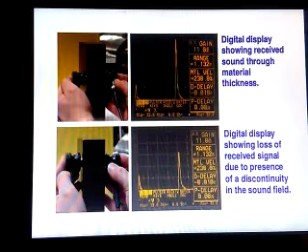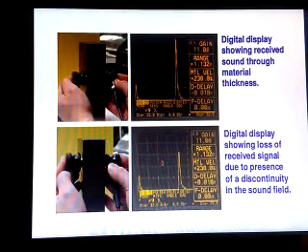Digital display showing received sound through material thickness. This thickness can also be measured, and the received sound can be recorded in the form of an ultrasonic wave. This is another representation: a digital display showing loss of the received signal due to the presence of a discontinuity, defect or flaw in the second field. This is the peak without loss of energy. This is the peak due to the loss of energy whenever there is a defect.